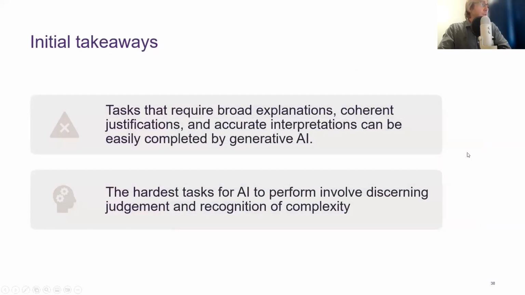So, broad takeaways. Tasks that require broad explanations, coherent justifications, and accurate interpretations can be easily completed, but the hardest things for it to do were to have discerning judgment and recognize complexity. I think I'm going to run out of time. So are there any questions about this so far?